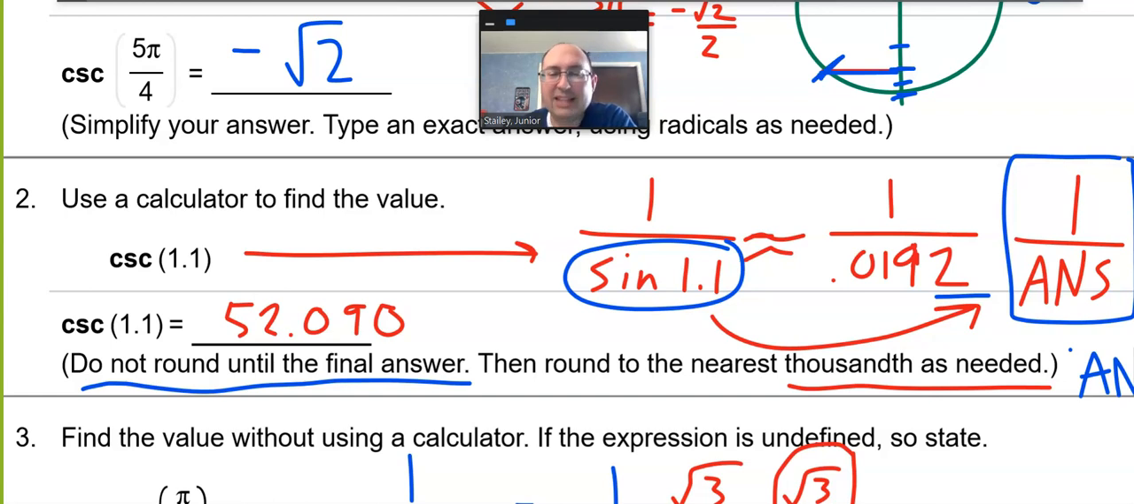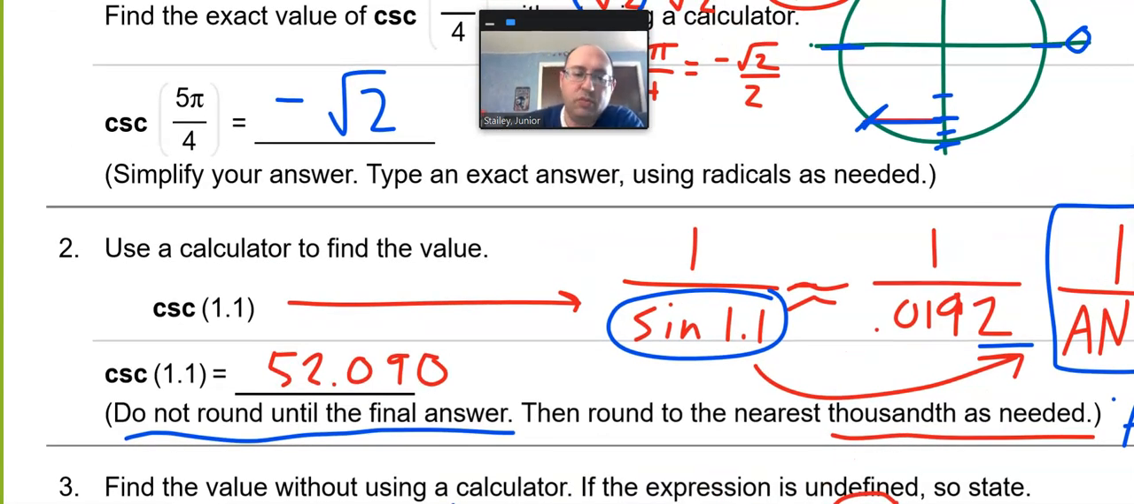52.09. The last digit was rounded to 0. It rounded down to 0. But remember, it says nearest thousandth as needed. So if you only wrote 52.09 and you didn't put the extra 0, it's not going to matter. It'll be okay. If it does round one way or the other and it's not a 0, then obviously you need that digit.